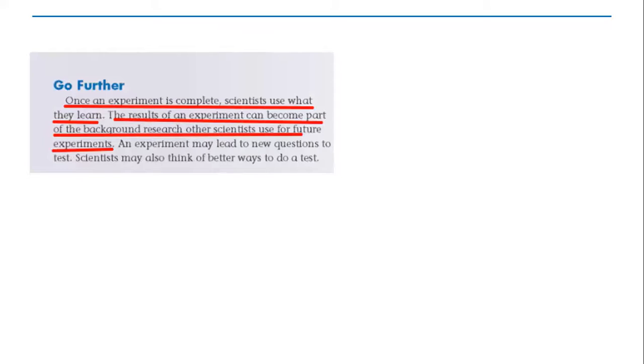Go further. Once an experiment is complete, scientists use what they learn. The result of an experiment can become part of the background research other scientists use for future experiments. An experiment may lead to new questions to test. Also, scientists may think of better ways to do tests.